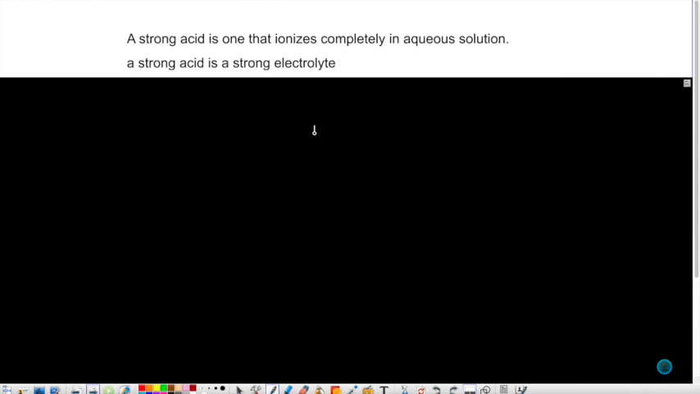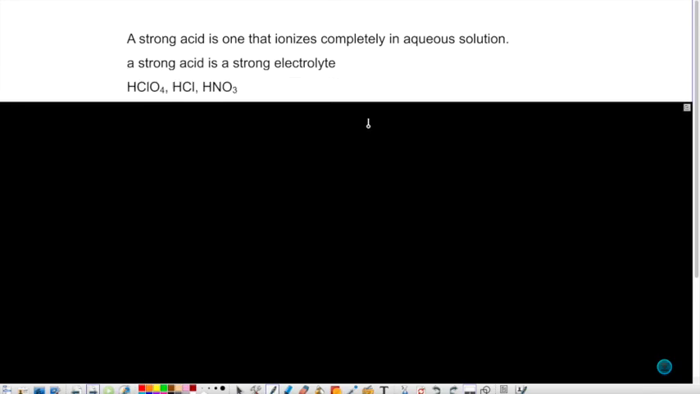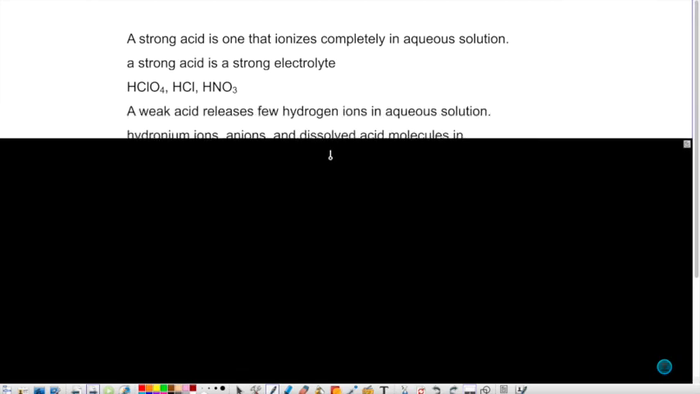Okay? So that means that strong acids would also be strong electrolytes. So all the things that were true of strong electrolytes are also true of acids. Okay? So here are some examples. HClO4, HCl, HNO3, so perchloric acid, hydrochloric acid, and nitric acid are all examples of strong acids.